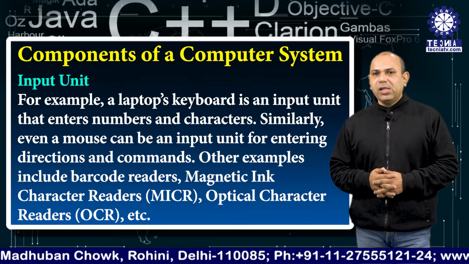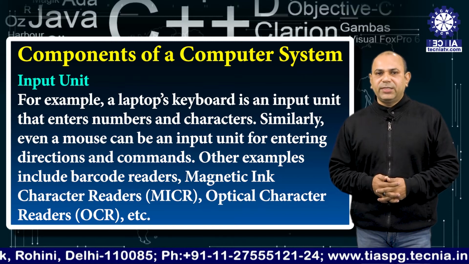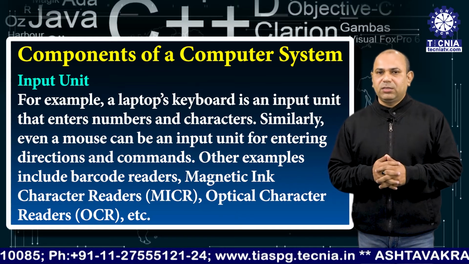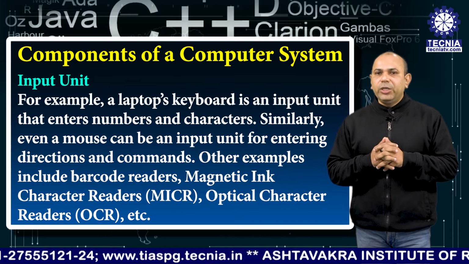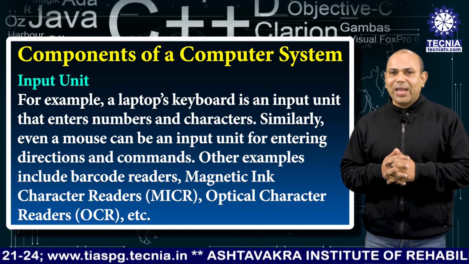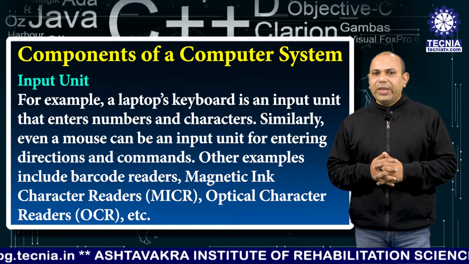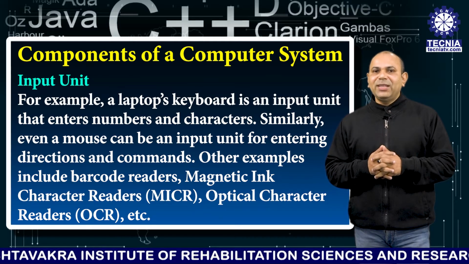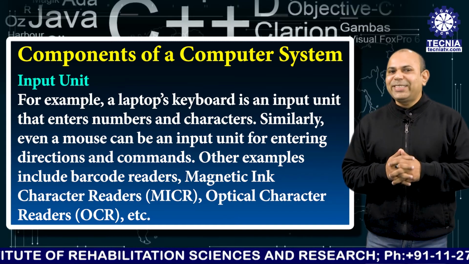For example, a laptop keyboard is an input device that enters numbers and characters. Similarly, a mouse can be an input unit for entering directions and commands. Other examples include barcode readers, magnetic ink character readers, MICR, optical character readers, OCR, etc.